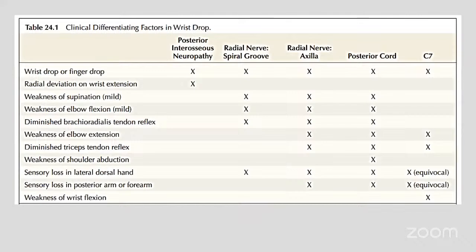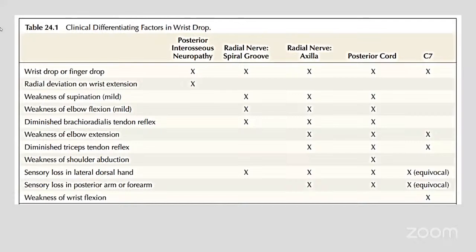So this is for clinical differentiating factors in wrist drop. PIN neuropathy will have wrist drop or finger drop and radial deviation on wrist extension. Neuropathy of the radial nerve at the spiral groove will have wrist drop or finger drop, weakness of supination, elbow flexion, or diminished brachioradialis tendon reflex with sensory loss in the lateral dorsal hand.